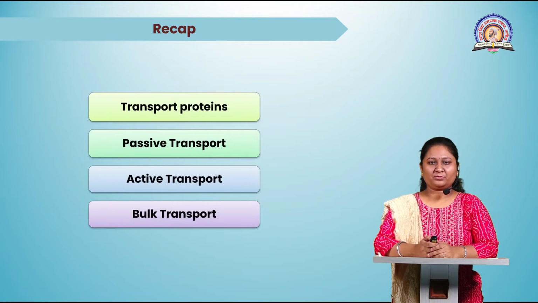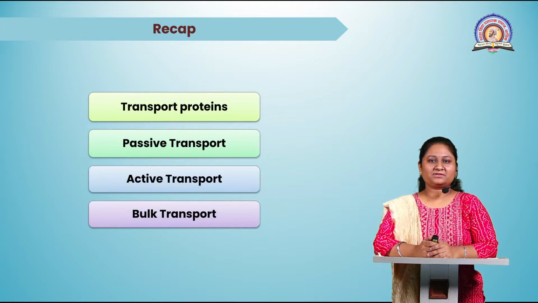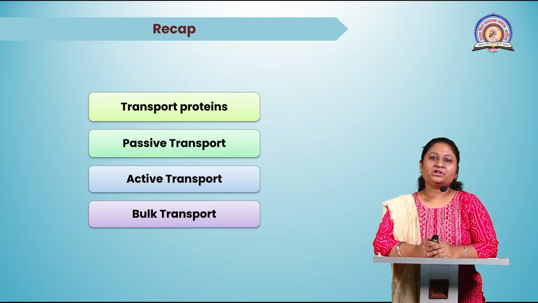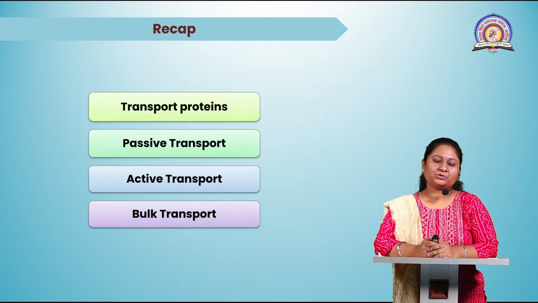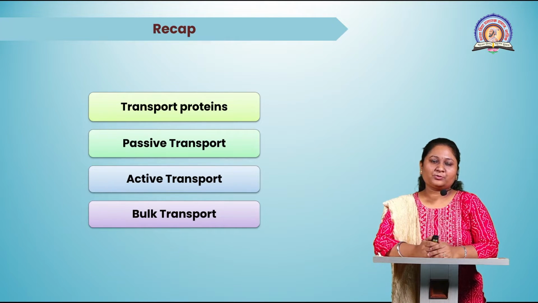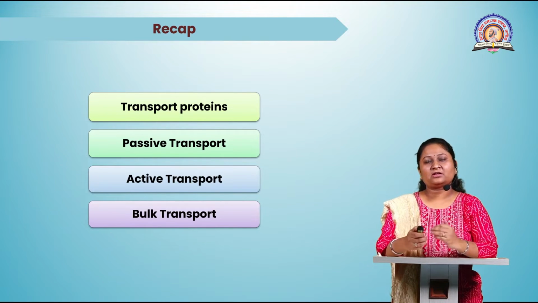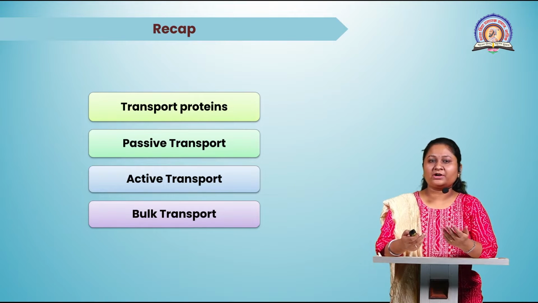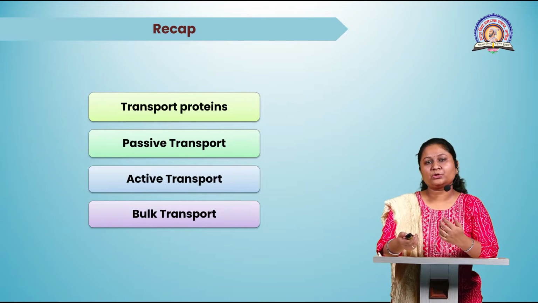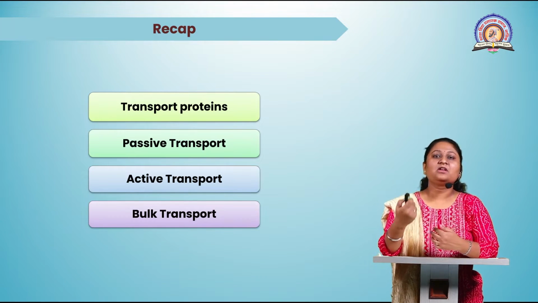Here, if you can remember, in the earlier session we had discussed different types of transport. There are different types of proteins useful for transport, that is, carrier mediated transport or channel proteins. And then later on, we had seen that based on the energy required, if energy is required for transport, it is known as active transport, and if energy is not required, it is known as passive transport.